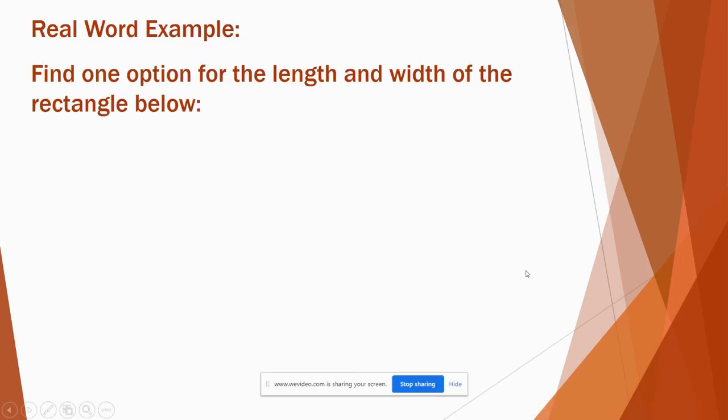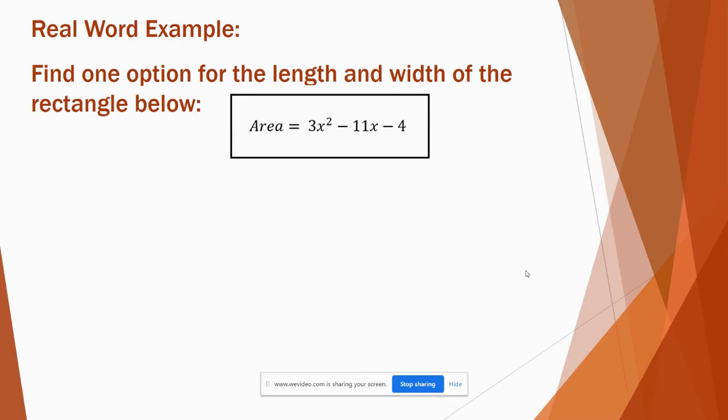Let's try a real-world example now. Your task is to find the length and the width of the rectangle with the given area. The area is 3x squared minus 11x minus 4. You first determine that there is no GCF, so you go right into factoring.